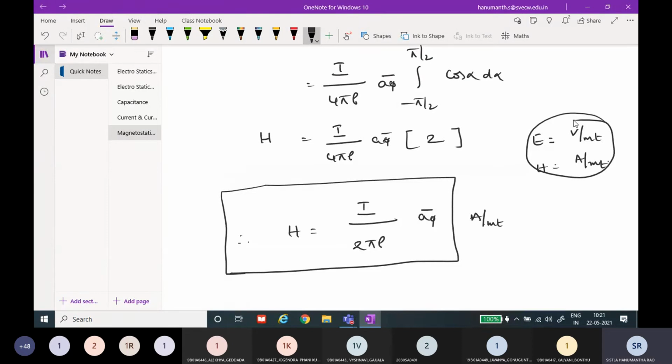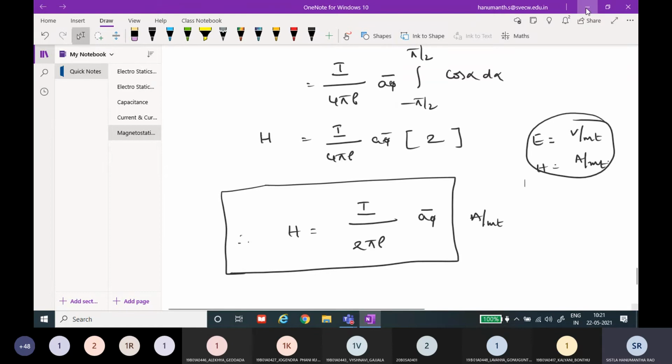Where H is equivalent to I by 2 pi rho A phi bar. Now here I want to represent one thing. According to the Biot-Savart law, what is represented? It is a closed circular loop. Am I correct or not? The magnetic field intensity should always be represented as closed circular loops.